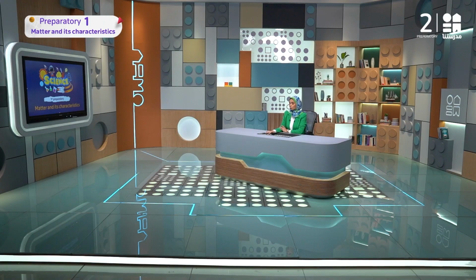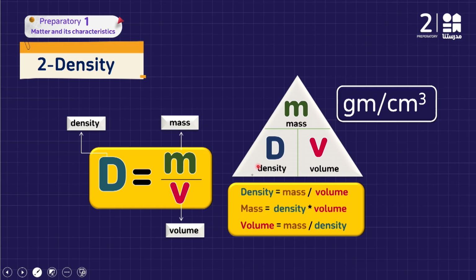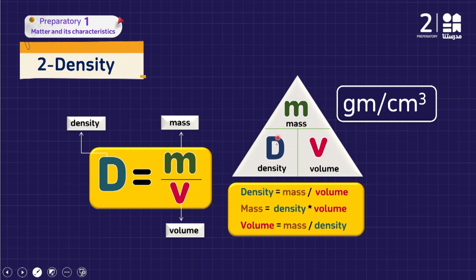And the unit is very important. You have to write the unit while solving the problems. Okay? So you have here a triangle: mass, density, volume. If you want to measure the density of any substance, you have to hide the density. So here, density equals mass over volume.